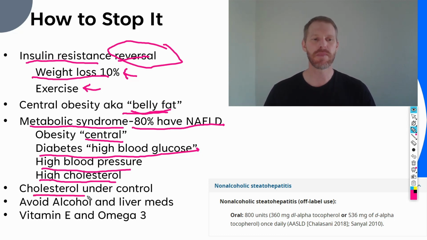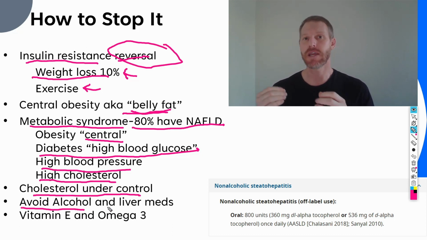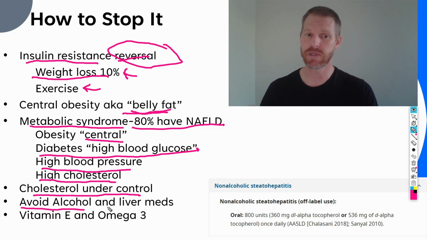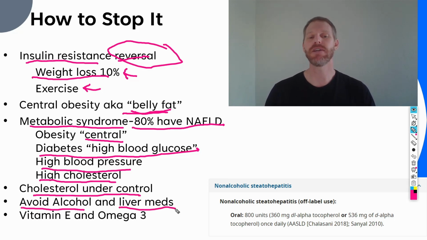So we also need to make sure we get our cholesterol under control. If we have fatty liver disease, we really have to be careful with alcohol because that is inflammation and can worsen the fatty liver disease and run to the cirrhosis, the fibrosis, the scarring. We may have to consider our meds. If we're on meds that are detoxed through the liver, we have to be more careful. You may want to discuss that with your provider.